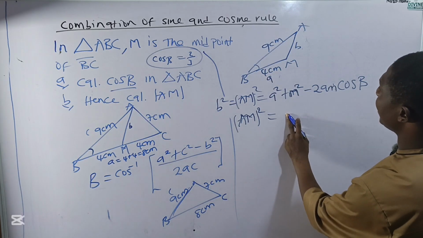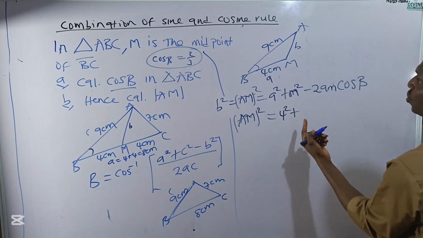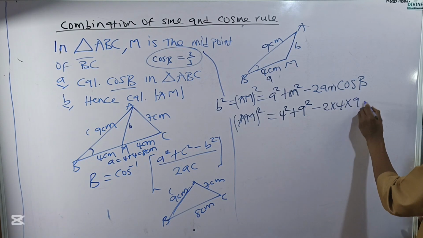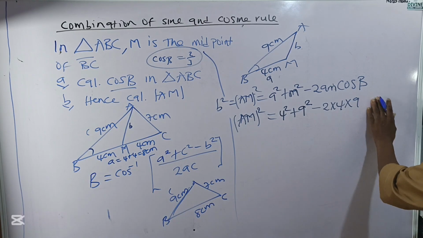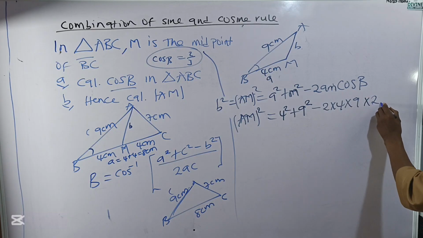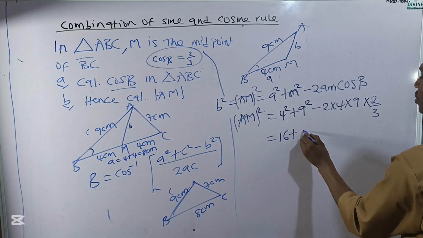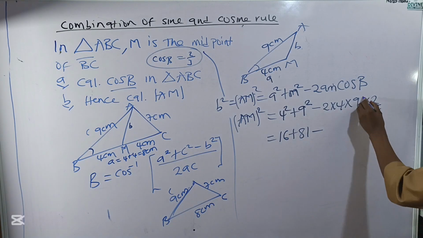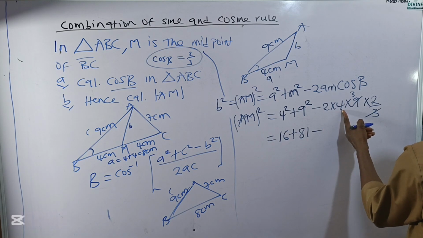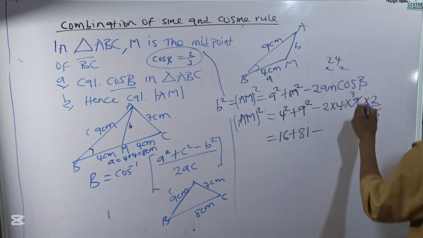So I have my A as 4 squared, and my m as 9 squared, minus 2 times 4 times 9, cos of B. But cos of B is already known as 2 over 3. So simply write times 2 over 3. And 4 squared is 16. 9 squared is 81. Minus, this can cancel this to give me 3. And 2 times 4 is 8. 3 times 8 is 24. And 24 times 2 will give me 48.